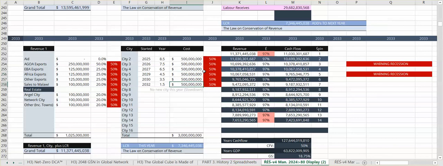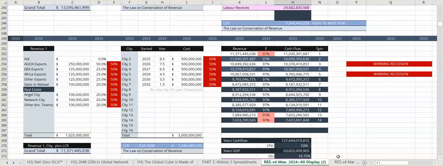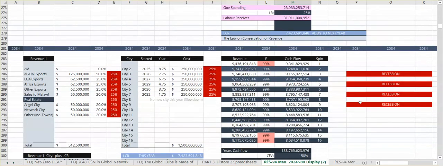So we could be calling them large towns. Fine to call it large towns. They're not massive, massive cities. Not at first, anyway. So the city cost has come down in half. All inputs are down in half, but if we look at cash flow the year before, 118, it goes up, even though there's the recession, to 127, and the recession is worse.